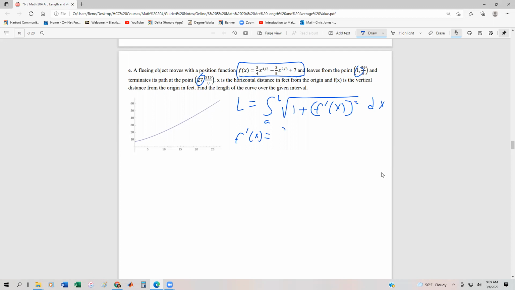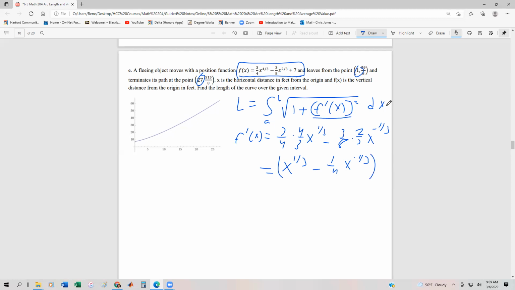And so we're going to end up with 3/4 times 4/3 x to the 1/3 minus 3/8 times 2/3 x to the minus 1/3. Or just cleaning up those fractions a little bit, that's going to be x to the 1/3 minus 1/4 x to the minus 1/3. All right, and what we have to do is substitute it back into the formula. So we're going to square that out.